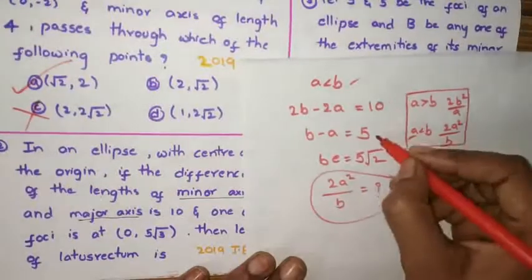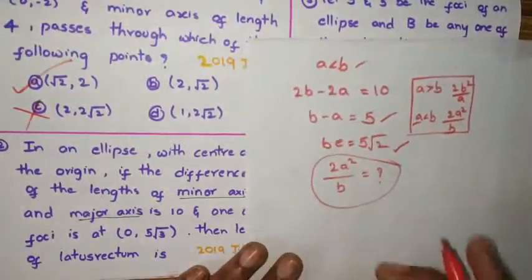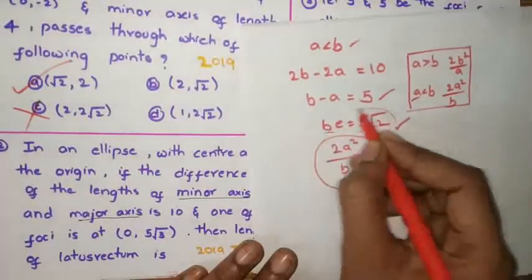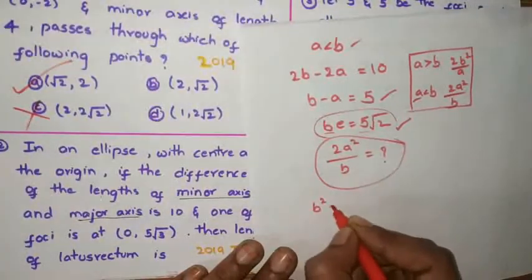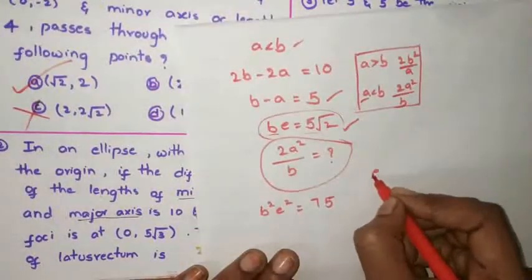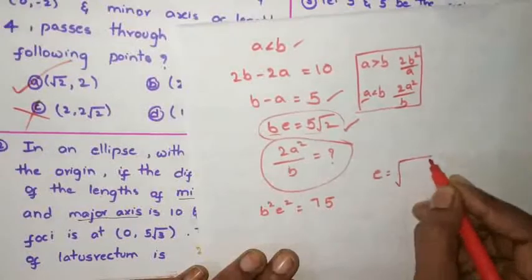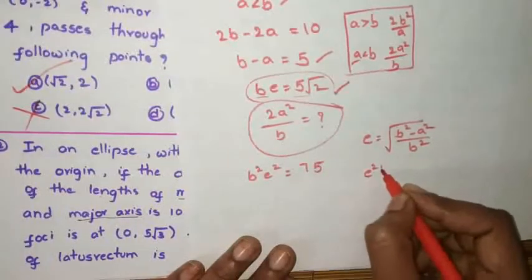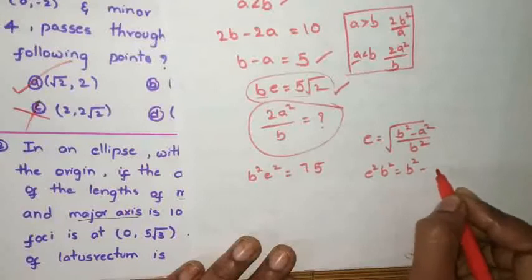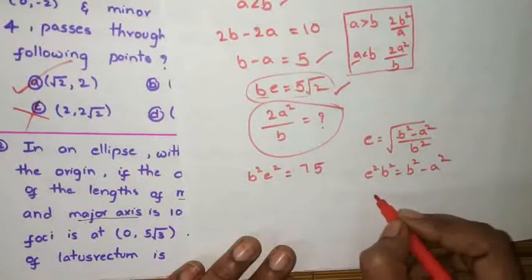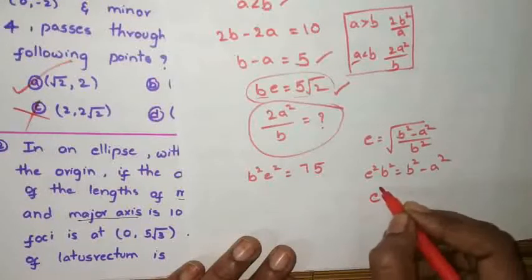See, we have this and I already discussed that. First square this. Okay. B square E square will be 75. And what is the eccentricity equation? E is equal to square root of B square minus A square by B square. And from this you will get E square B square is equal to B square minus A square.